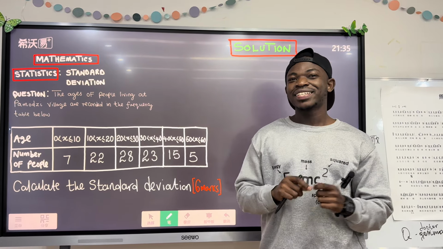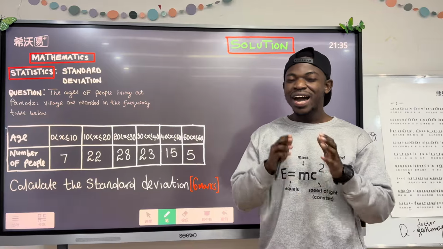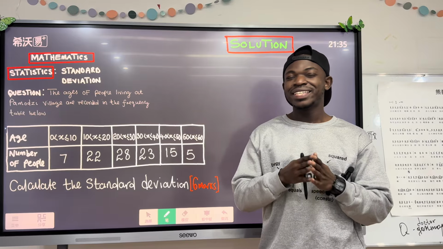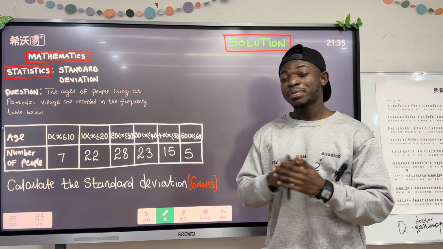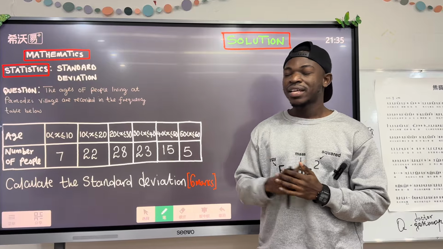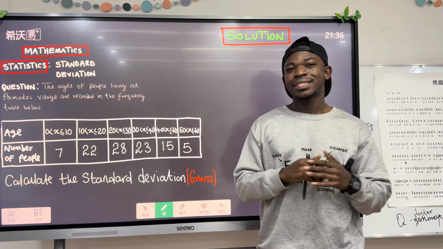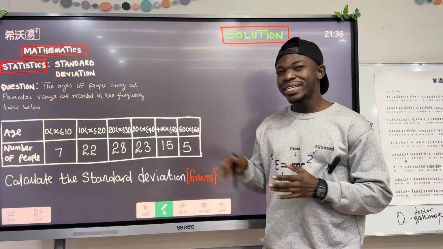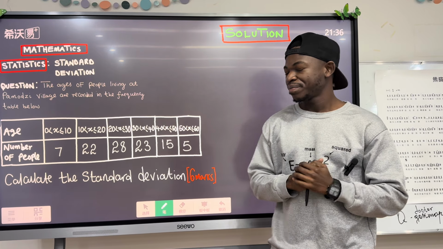So in today's session, we want to look at how to find the standard deviation. This is mathematics, by the way. The topic, statistics. So let's read and answer the question together.